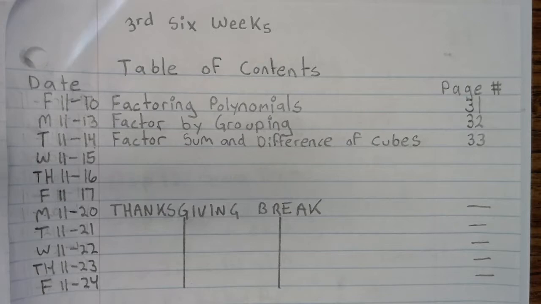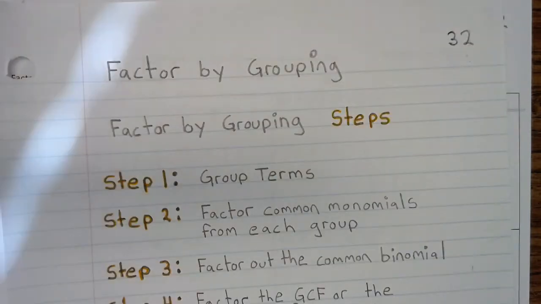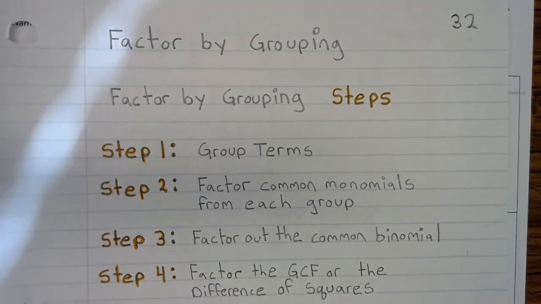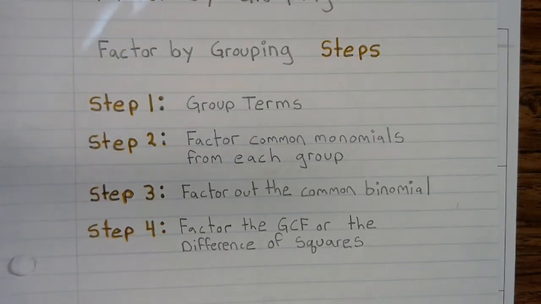All right, now your table of contents is updated. Let's take a look at the notes. Factor by grouping on page 32. Step 1, group terms. Step 2, factor common monomials from each group. Step 3, factor out the common binomial. Step 4, factor the GCF or the difference of squares. So if you would update your notes. All right, now your notes are updated.